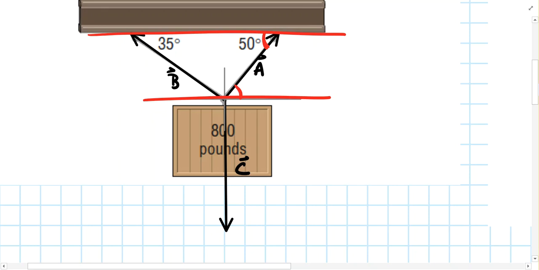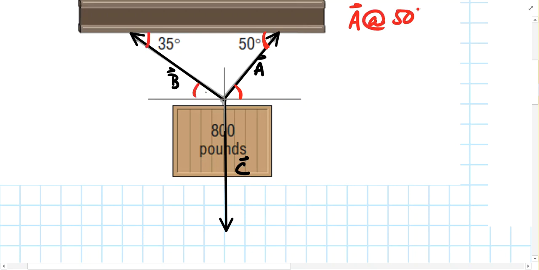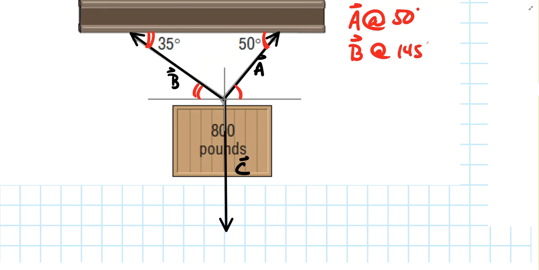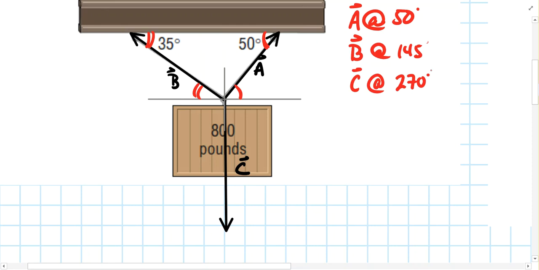So we're going to say that vector A is pulling at a 50 degree angle. B, on the other hand, well, this is 35. That means that this angle down here is 35, but on a 360 degree scale, we would subtract 35 from 180, and that's going to look like 145 degrees. And then finally, vector C, since it's pointing straight downward, we're going to report that as 270 degrees.